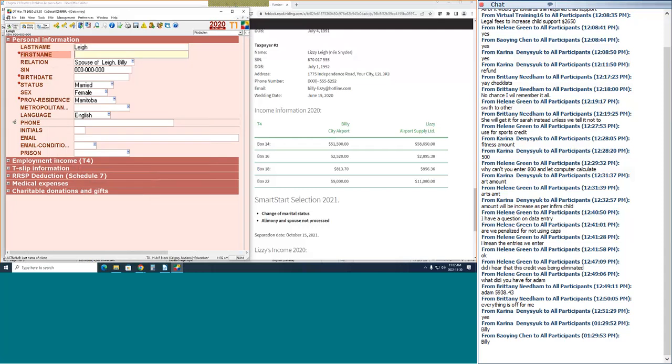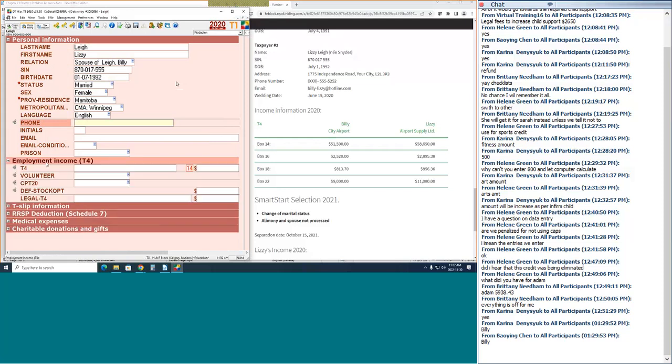continue, put in the name she wants it to be. We're going to talk about that in a minute. I'm going to put in her SIN number. I'm going to put in her birth date. I'm going to put in CMA Winnipeg. I don't need to add a phone number or a mailing address for her or an email unless she wants to sign up for online mail. She doesn't. I'm going to enter her T4.